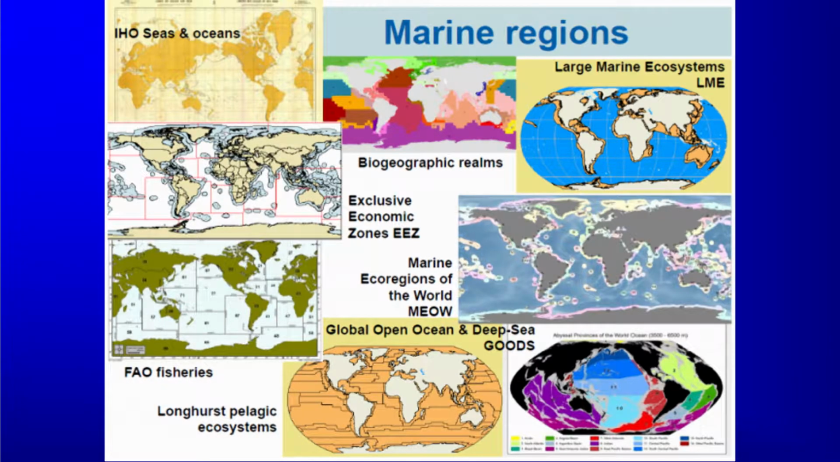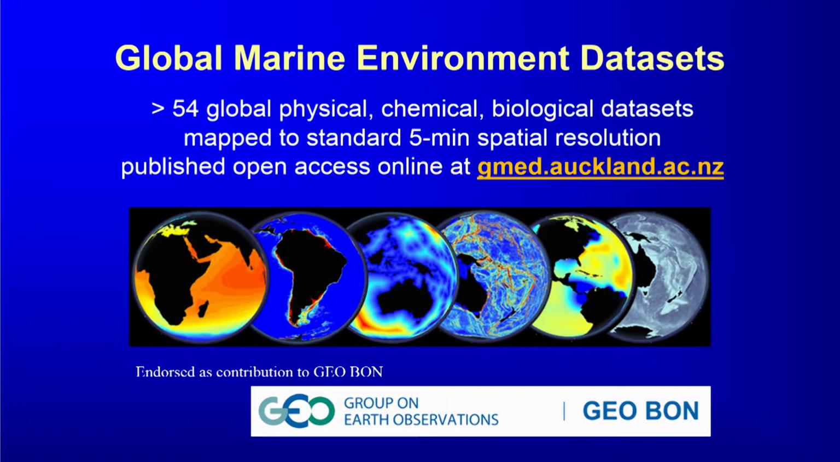So lots of people have classified things for fisheries, nature conservation reporting, and many other purposes. This is the Global Marine Environmental Data Sets, and I'll give you some examples of some of the data patterns there, which help introduce how we then interpret the ecological marine units later.